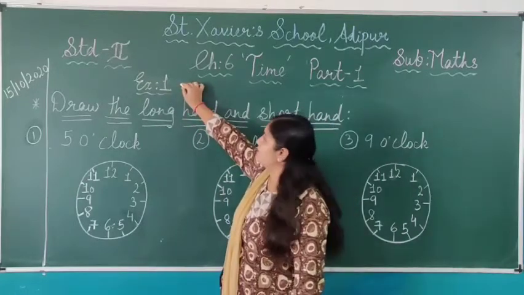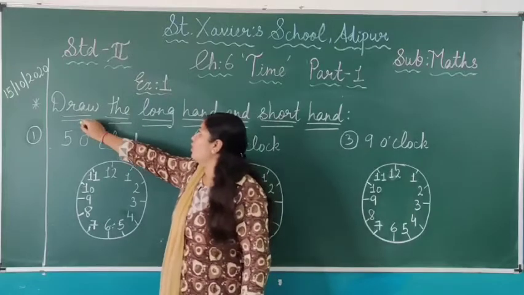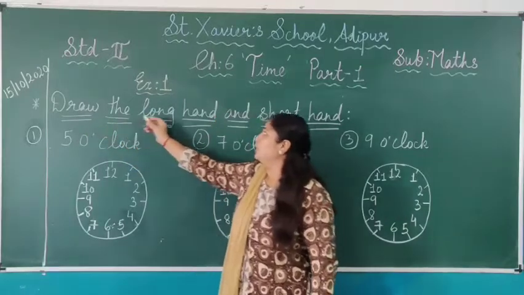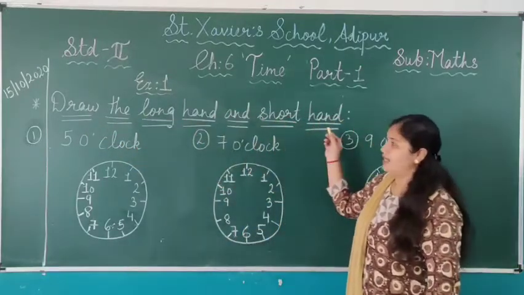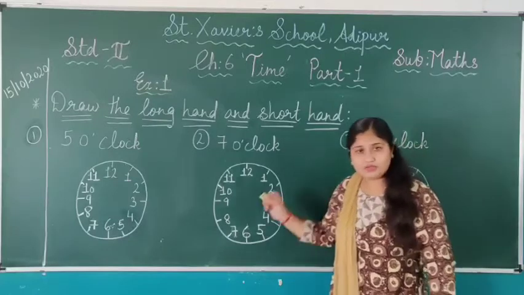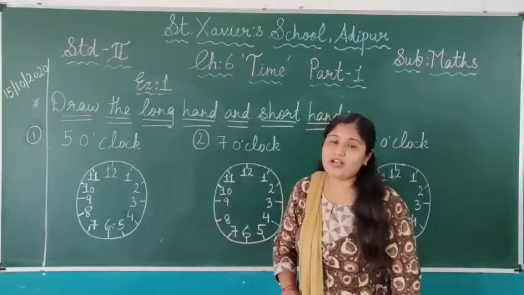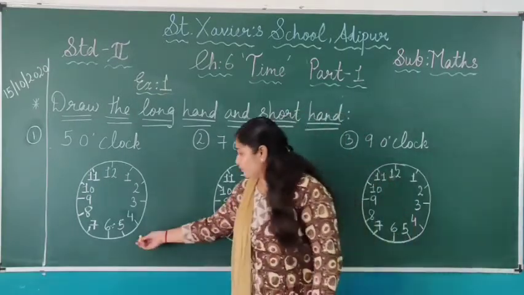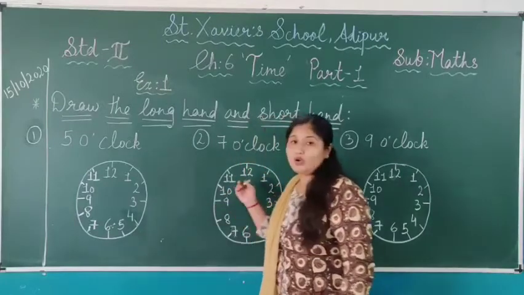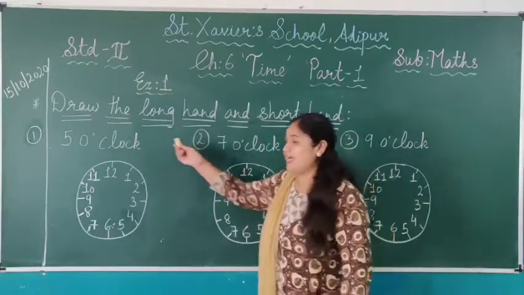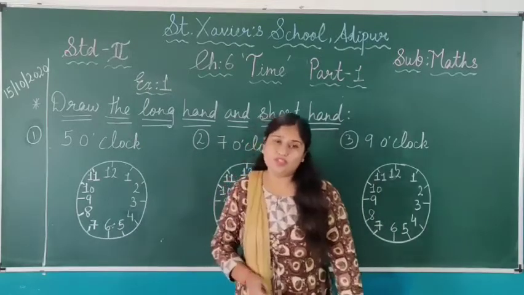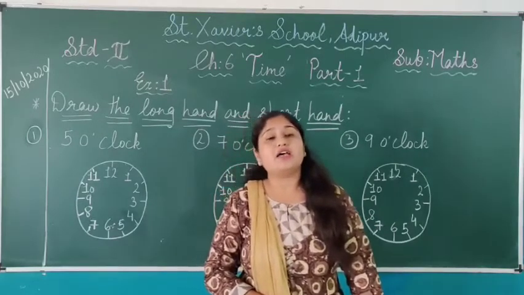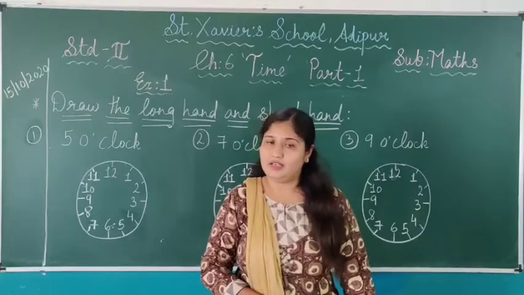What you have to write down? Exercise 1 and draw the long hand and short hand. Students, here what we have to do? We have to draw the long hand and the short hand. क्या करना है यहाँ पे, फर्स्ट ऑफ ऑल एक्चुअली वी हैव टू ड्रॉ द क्लॉक. क्लॉक तो ऑलरेडी ड्रॉ है, हमें टाइम भी दिया गया है, राइट. विद दैट वी हैव टू ड्रॉ द लॉन्ग हैंड एंड द शॉर्ट हैंड.